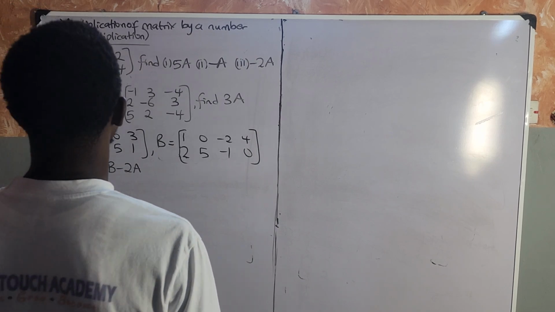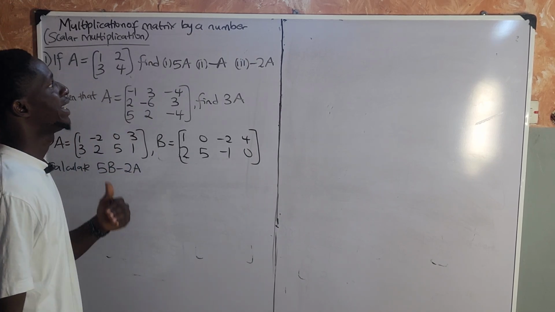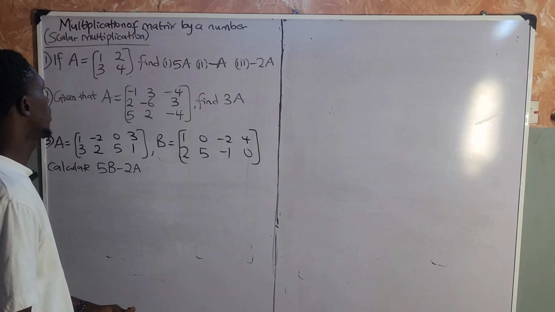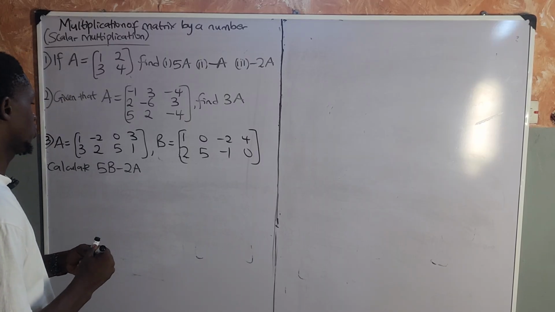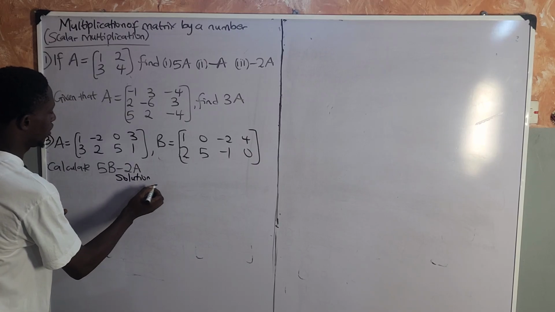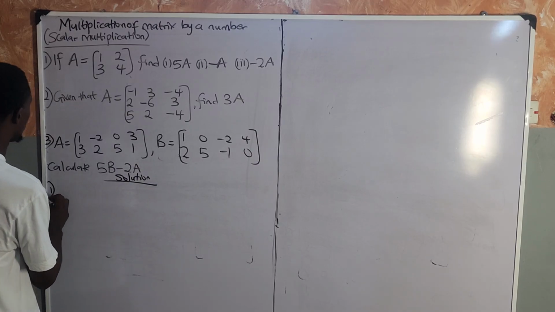Okay, we are going to be looking at multiplication of a matrix by a number. We call it scalar multiplication. So let's go right to the question here. We have the first one, number one.